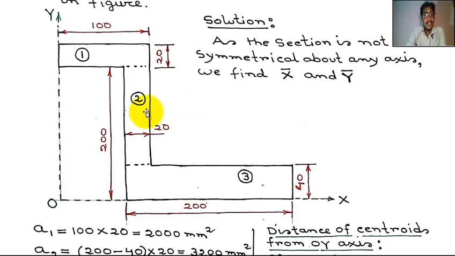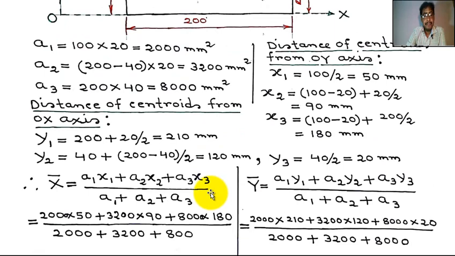This is the position of the centroid of the section. This is the x bar, this is the y bar.